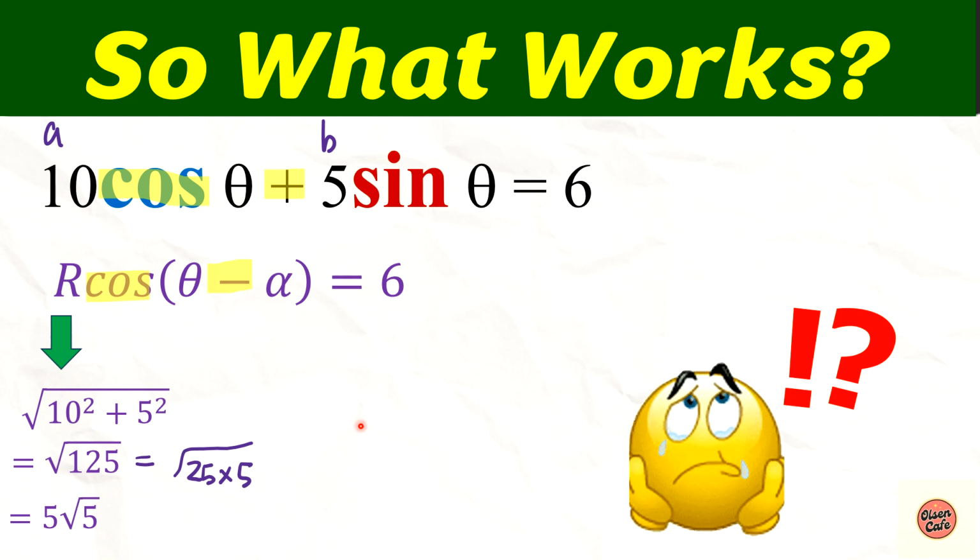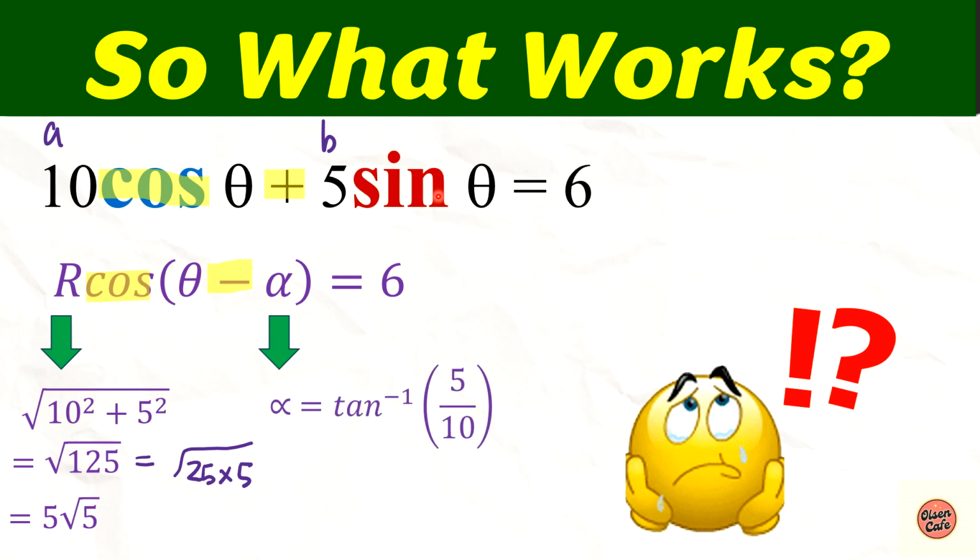So what I want to do is proceed to find out what alpha is. Alpha is simply equal to tangent inverse of b over a. I use a calculator and I am able to get the answer, which is equal to 26.565 degrees. Do take note, because we want to solve the equation, over here we do not round off to 1 decimal place yet.